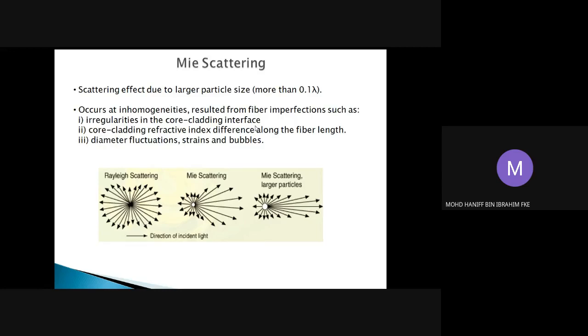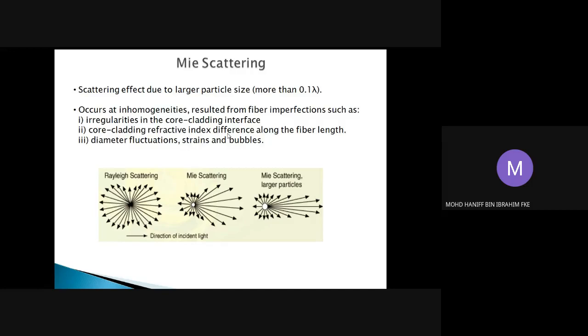So this roughness at the core-cladding interface, which is bigger in size, results in Mie scattering, because when the light strikes these impurities or this corrugation structure, the light will be scattered, and as a result, loss will be incurred due to what we call Mie scattering. The same thing applies here.